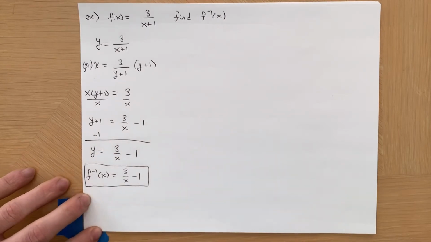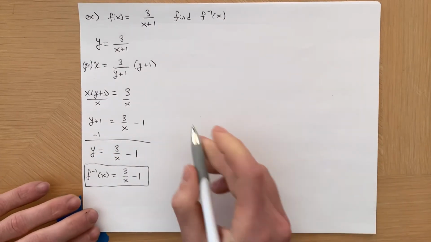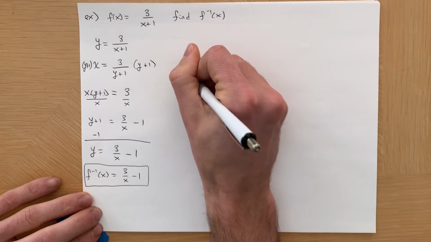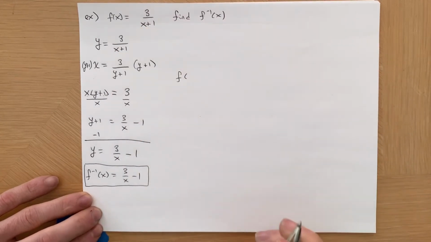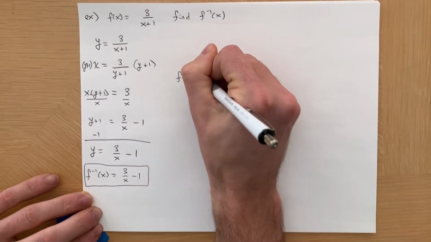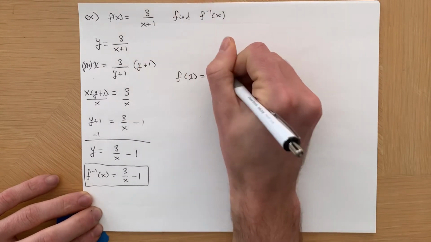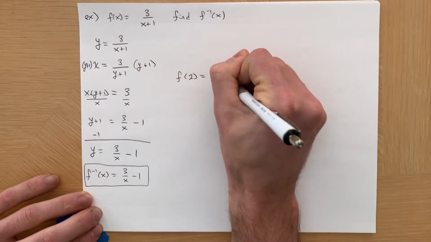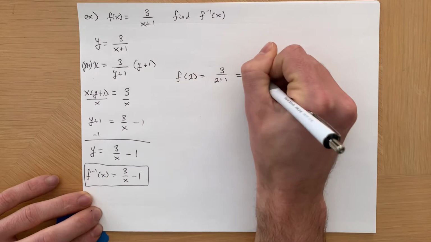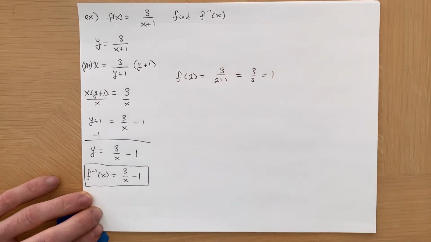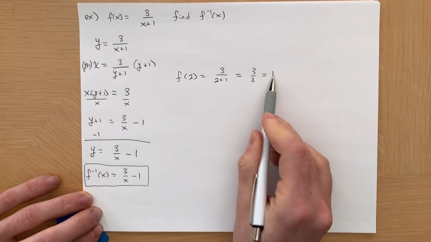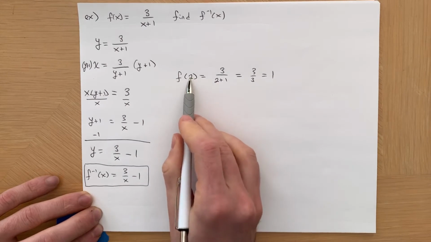So let's show it has that same property, where, say we plugged in numbers into f of x. So say if we plugged in f of 2, we're going to get 3 over 2 plus 1, which equals 3 over 3, which equals 1. So that means if we plug in 1 inside of f inverse, we need to get the number 2.